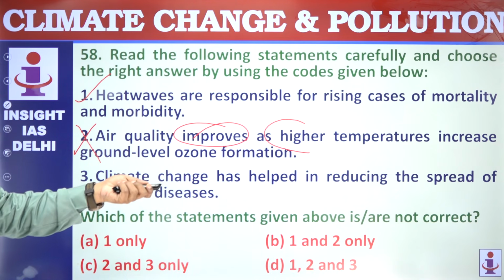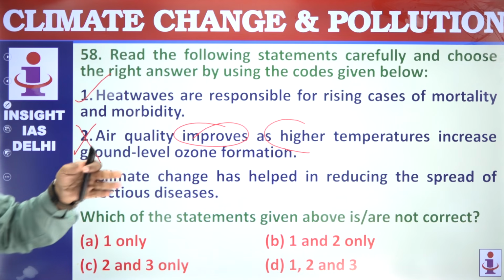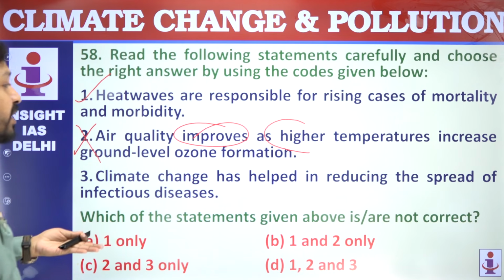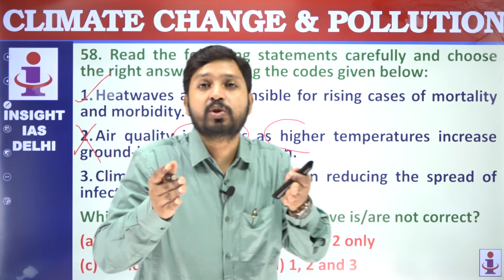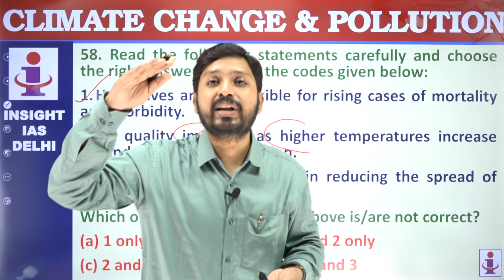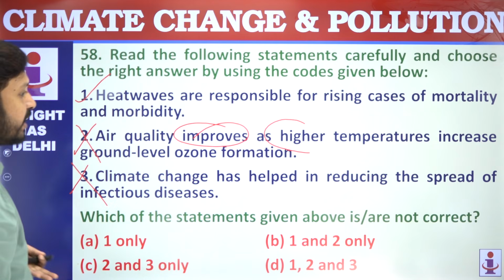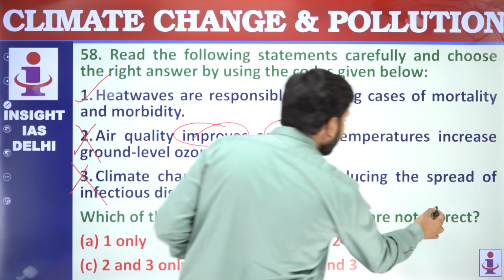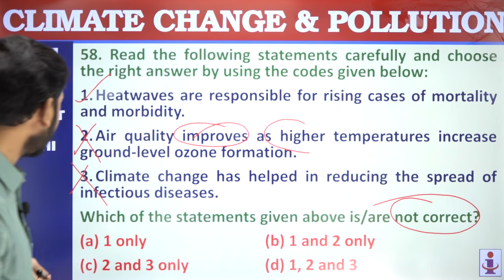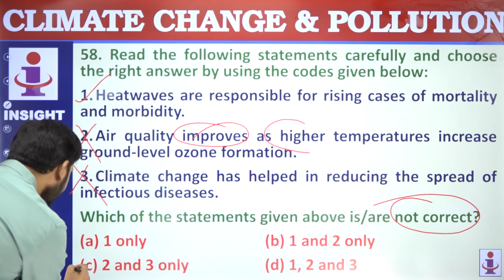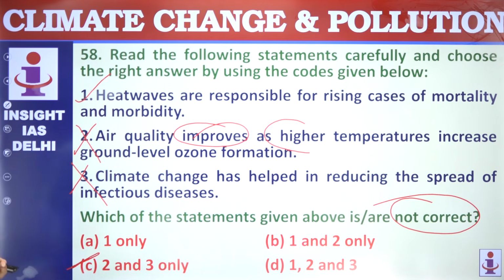Climate change has helped in reducing the spread of infectious disease. No, it will try to increase, it won't reduce, right? We have seen the geographical extent is increasing latitudinally and altitudinally, right? So this is also a wrong statement. And what they're asking is not correct. 2 and 3 are not correct. Where are 2 and 3 there? It is there in the C option. Let's go to the next one.